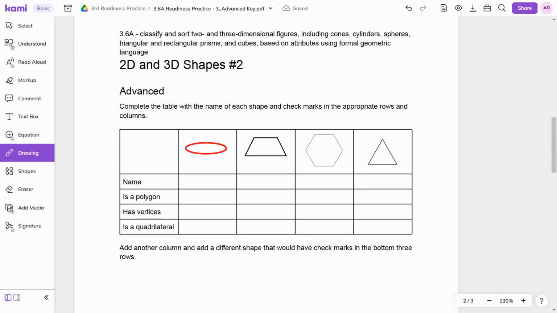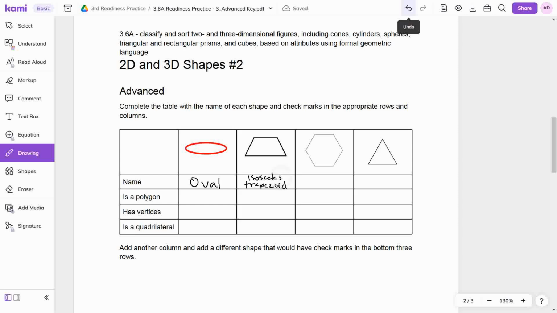For problem number 2, we are completing a table here. So first, let's name each shape. Okay, so this shape is an oval. And so it's not a shape we use an awful lot, but most of us know the name of that shape. This is a trapezoid, but I'm going to get specific. This is actually an isosceles trapezoid. It's a type of trapezoid.